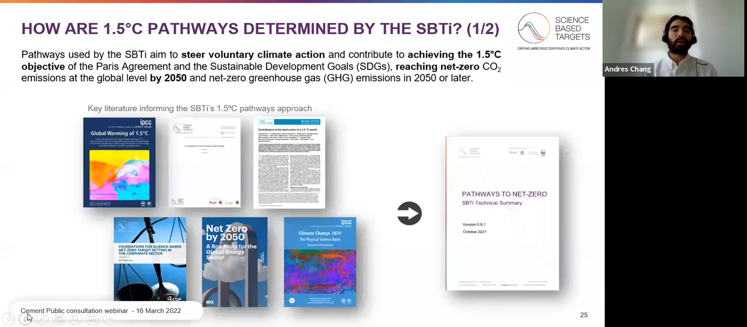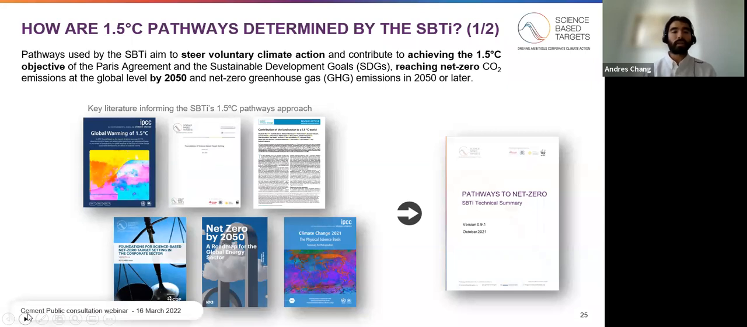We are focused on mitigation pathways that can be used to steer voluntary climate action, contribute to achieving the 1.5 degree objective of the Paris Agreement and the SDGs, and reach net zero CO2 emissions at the global level by 2050. Net zero greenhouse gas emissions, accounting for all gases in the Kyoto Protocol, need to be reached in 2050 or later in the second half of the century.